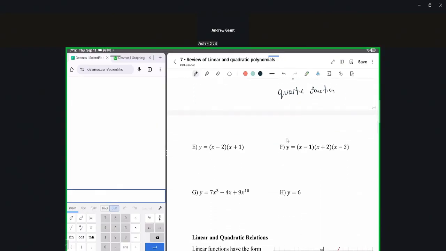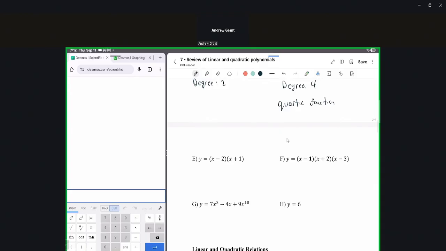Okay. Letter E, we have y is equal to x minus 2 times x plus 1. So if you were to multiply out these x's, you would end up with a degree 2 polynomial. And for F, we have y is equal to x times x minus 1 multiplied by the quantity x plus 2 multiplied by the quantity x minus 3. So if you were to multiply out all of these x's, x times x would be some sort of x cubed term plus some stuff. But importantly, the largest term that will appear here is a degree 3, this x to the power of 3. So we would say the degree on this is going to be 3.